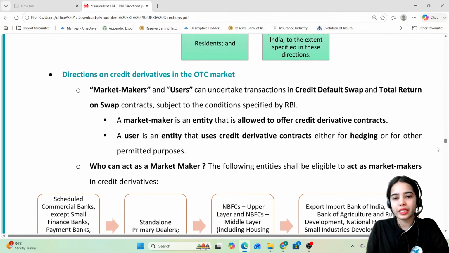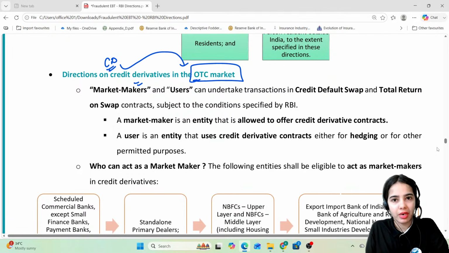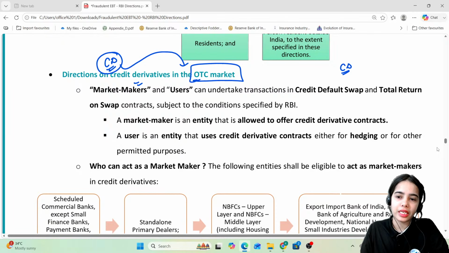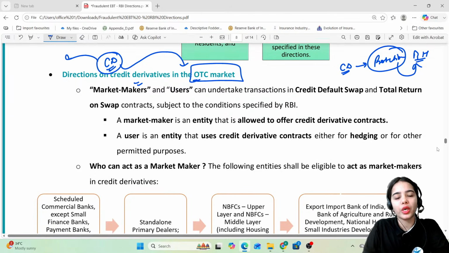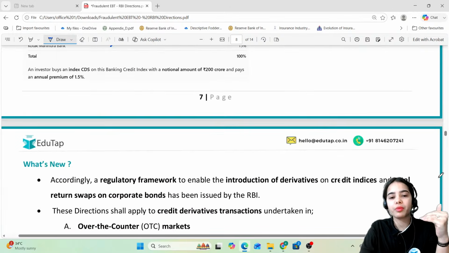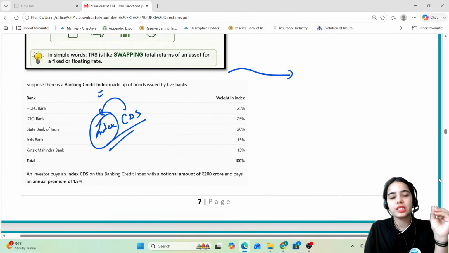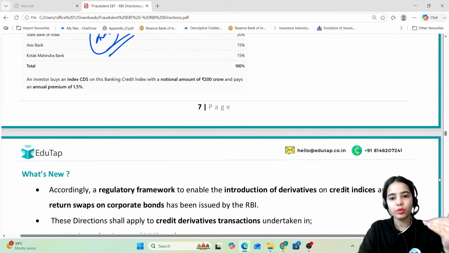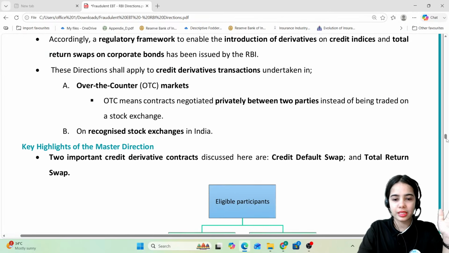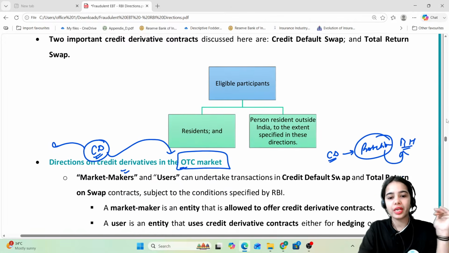Now, for the credit derivatives in the OTC market: if the credit derivatives are purchased on the OTC market, they are basically providing protection to the bondholders. So, the direction on credit derivatives in the OTC market. First of all, if you are not aware of the credit default swap and the total return swap, first you have to see the previous session of Finance 360, then only you will be able to understand this, because till this point we had discussed everything in the previous session.